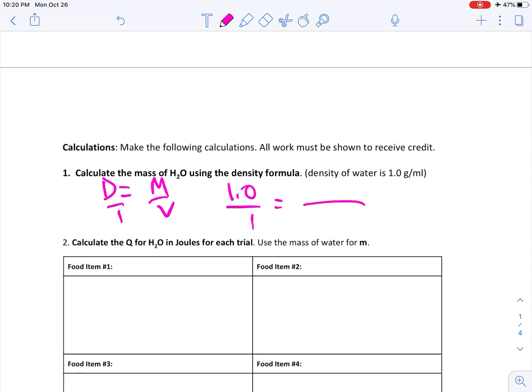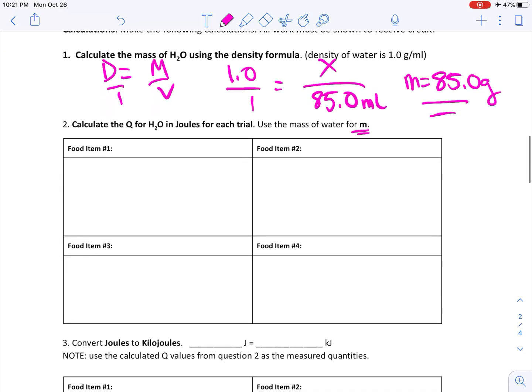We know that the volume of water in every trial was 85 milliliters. We don't know our mass, but we will in 30 seconds or less, because hopefully you can do that. So actually I will solve this one for you. So your mass is 85 grams. Okay? You are going to be using 85 grams for the mass, not the mass of your food. That's something different.